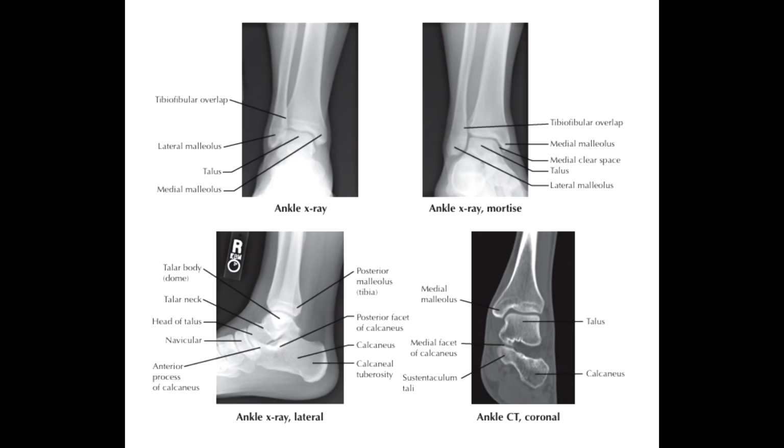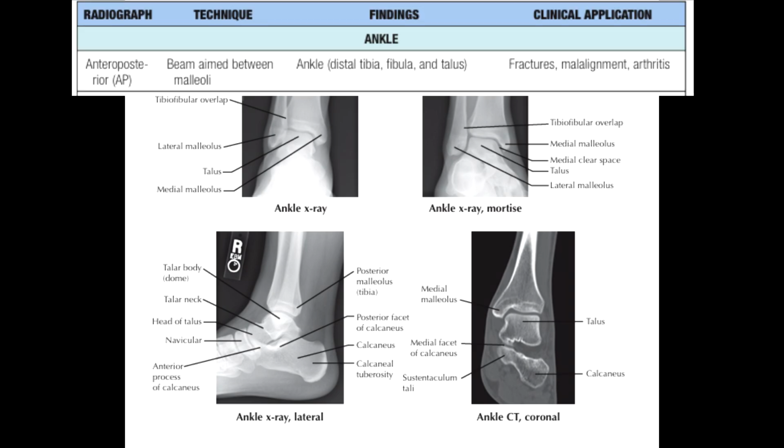Let us begin with the antero-posterior or AP radiograph of the ankle. In this projection, the beam is aimed directly between the malleoli, and the image provides a view of the distal tibia, distal fibula, and the talus. You can see both the medial and lateral malleoli clearly, as well as the tibio-fibular overlap. Clinically, this is the most basic view for evaluating fractures, malalignment, and arthritis.